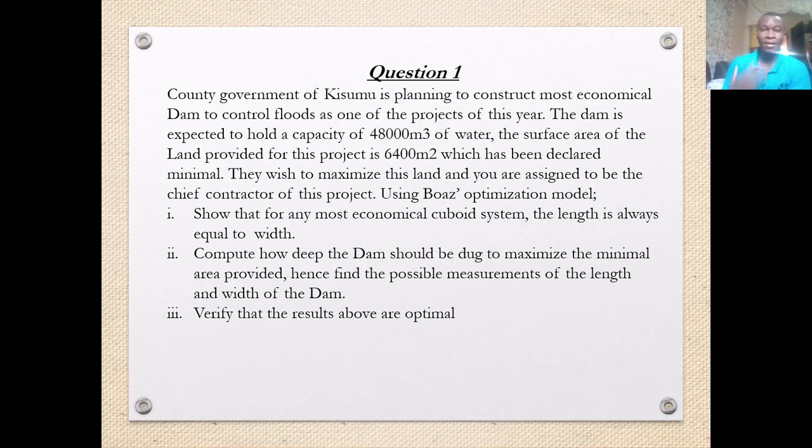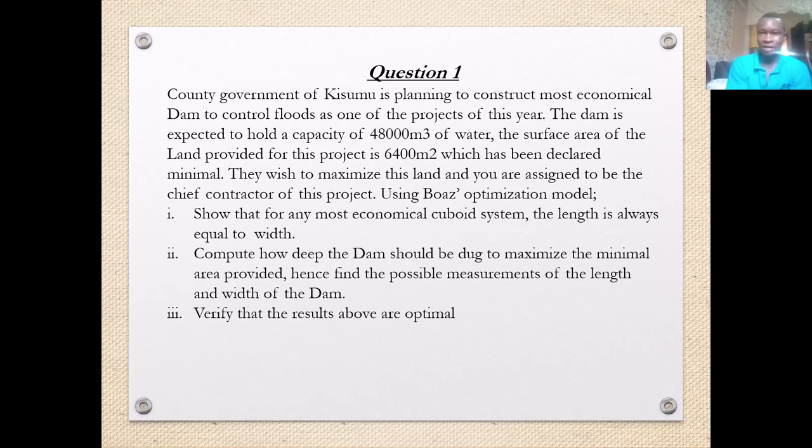Economical part application for this model. We have the county government of Kisumu planning to construct a most economical dam to control floods as one of the projects of this year. The dam is expected to hold a capacity of 48,000 meters cubed of water. The surface area of the land provided for this project is 64 meters squared, which has been declared minimal.